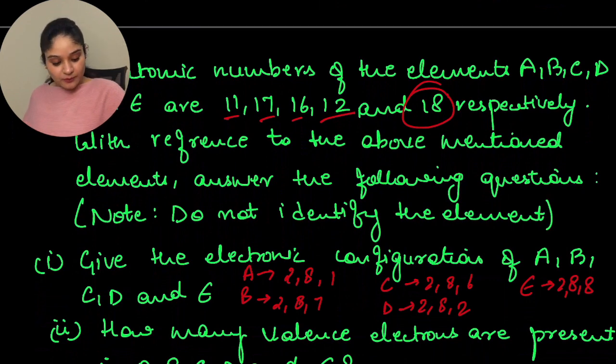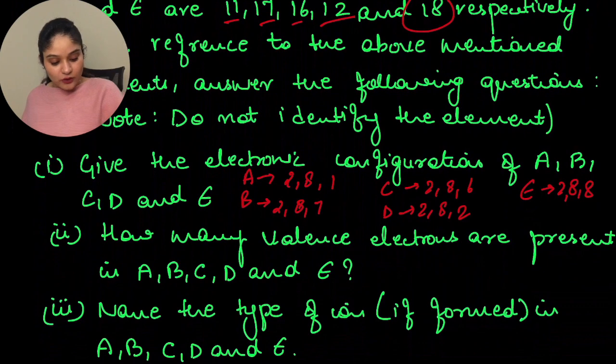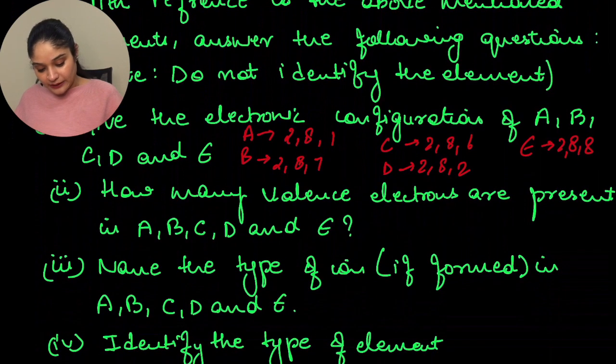Let's move to the second part. How many valence electrons are present in all of them? Make sure that you understand, sometimes they can ask what is the valency. You have to be careful about valency, and when they ask about valence electrons, you have to be careful about what the question is asking. Number of valence electrons, you can simply write that. That would be 1, then 7 for B, then 6 for C, then D has 2 and E has 8.